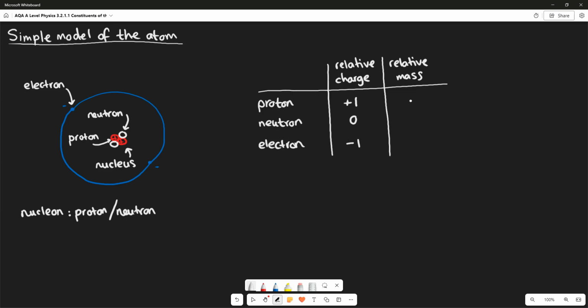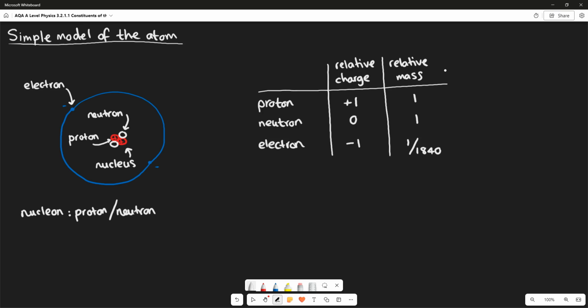The masses, the proton and the neutron, are basically the same size as each other, and the electron is very, very tiny indeed. It is a very small fraction of the size of a proton or a neutron, and it is 1/1,840. That's the fraction. So it is extremely small, and yet if you look at the amount of charge that it has, it has quite a large charge.